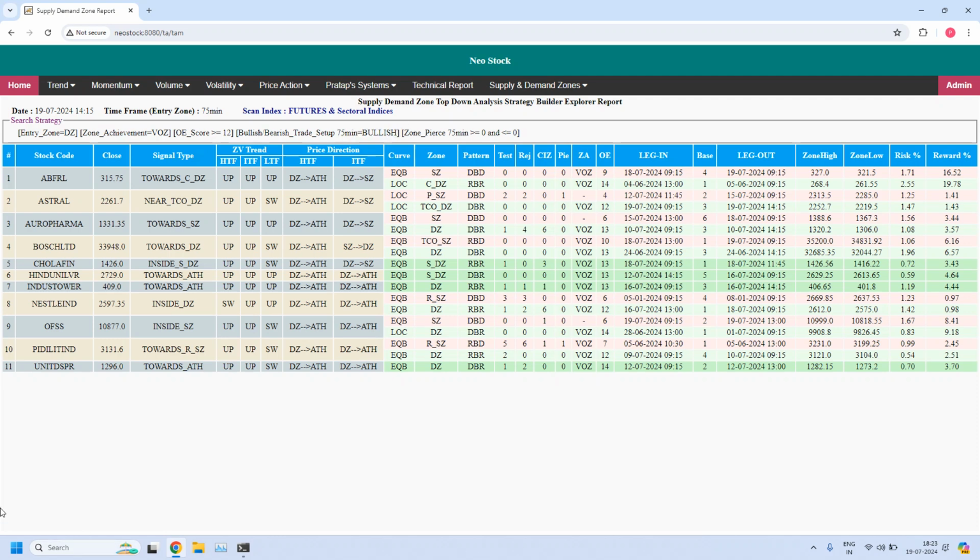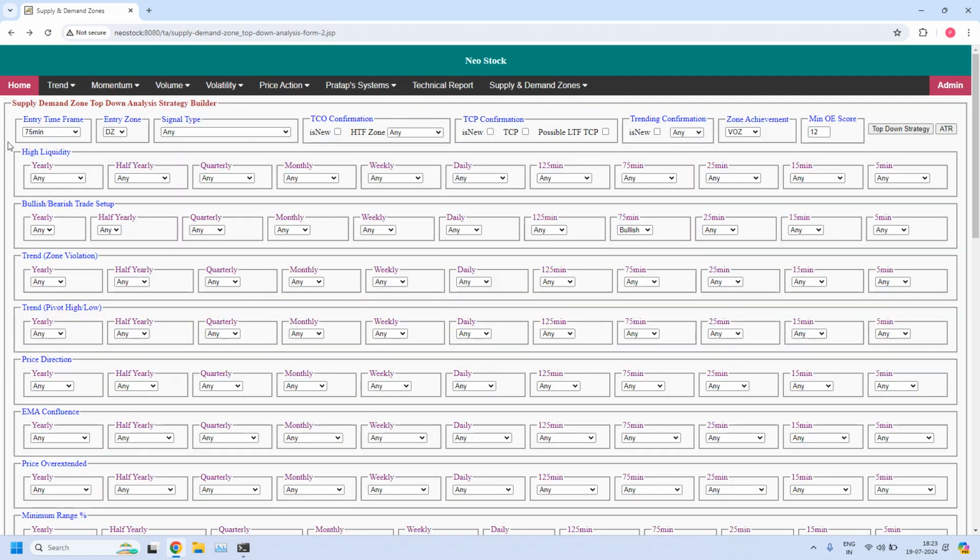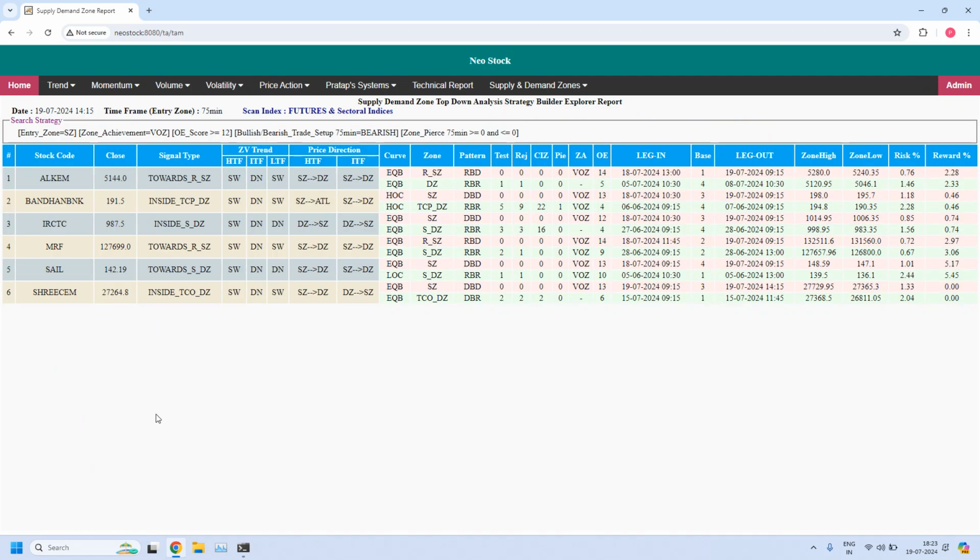Okay, next we will generate a bearish trade setup for weekly income trade. For bearish trade setup for weekly income trade, entry time frame is 75 minutes, but entry zone should be supply zone. And also in bullish or bearish trade setup, 75 minutes time frame, changing the value to bearish. Now all the 3 filters what we set earlier, now this time they are applied to 75 minutes supply zone. So with these filters, let us generate the report. So 6 stocks are filtered. These 6 stocks are currently supporting bearish trade setup for weekly income trade.